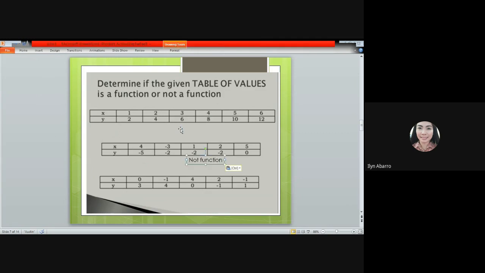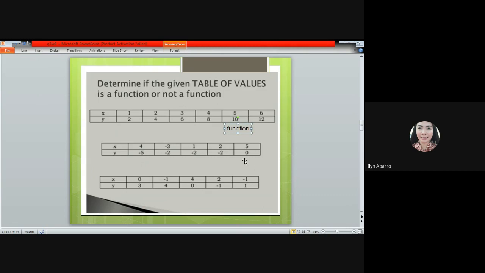It is okay if there is repetition in the range, just not in the domain. Where do we put the answer? Here. So, this is a function. Okay, next. In the second table, the domain are 4, -3, 1, 2, 5. As you can observe, there is also no repetition in the value of x.